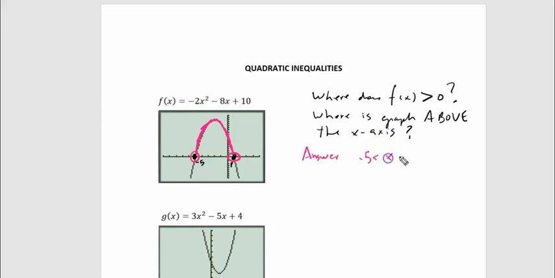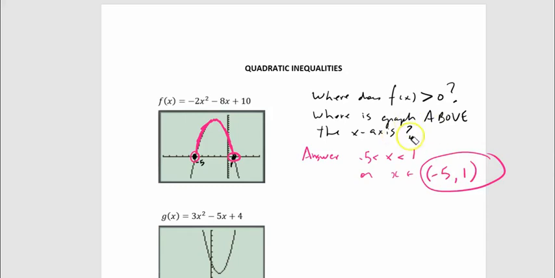And we don't allow the endpoints because the endpoints are on the x-axis, and this is where we want to know where the graph is above. And if you're asked to give your answer in interval form, we do not include the endpoints. So this is the open interval. So when my x values are between -5 and +1, that's not a point, that's an open interval.